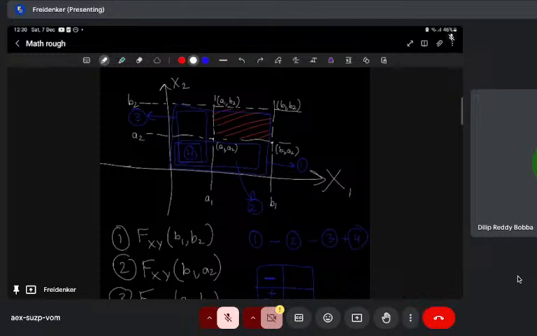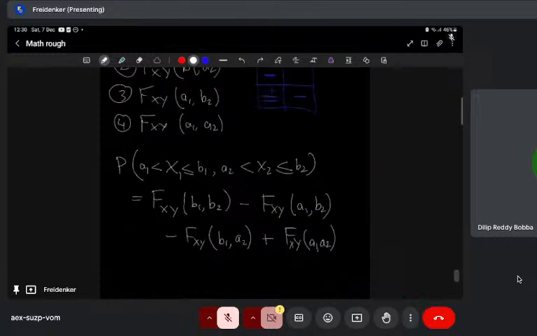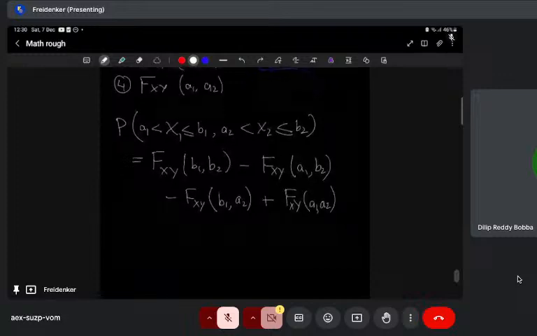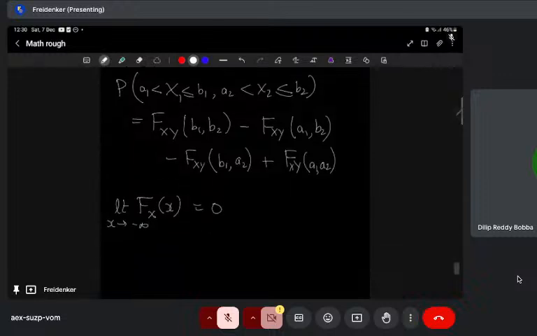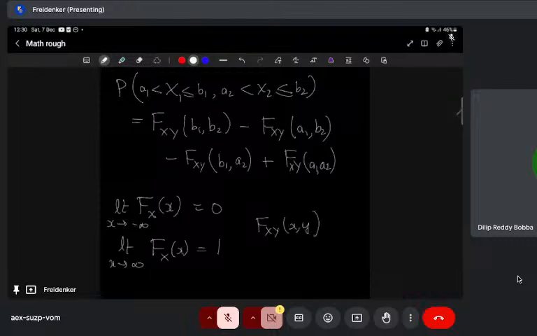For the single variable case, you do remember, right? If x tends to minus infinity, the CDF of x will be 0, and as x tends to infinity, the CDF is going to be 1. So it's the same idea. Now, instead of one variable, we have two variables. If any one of these values is minus infinity, then it's going to be 0.